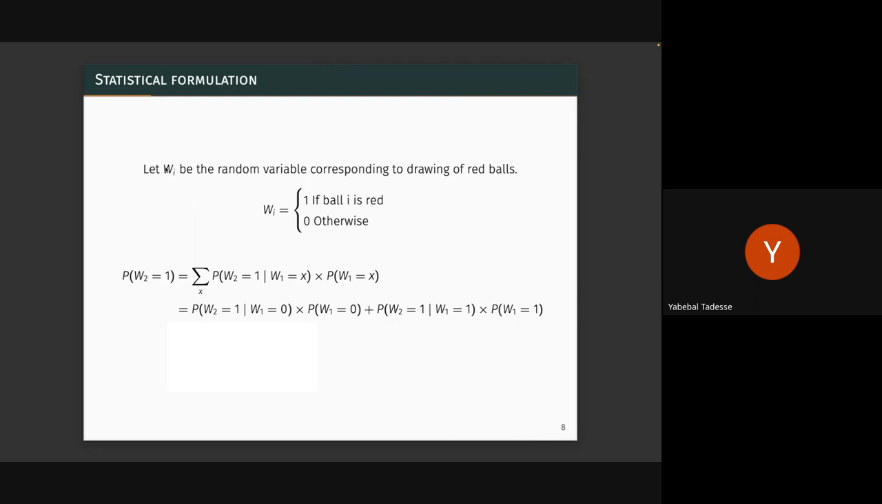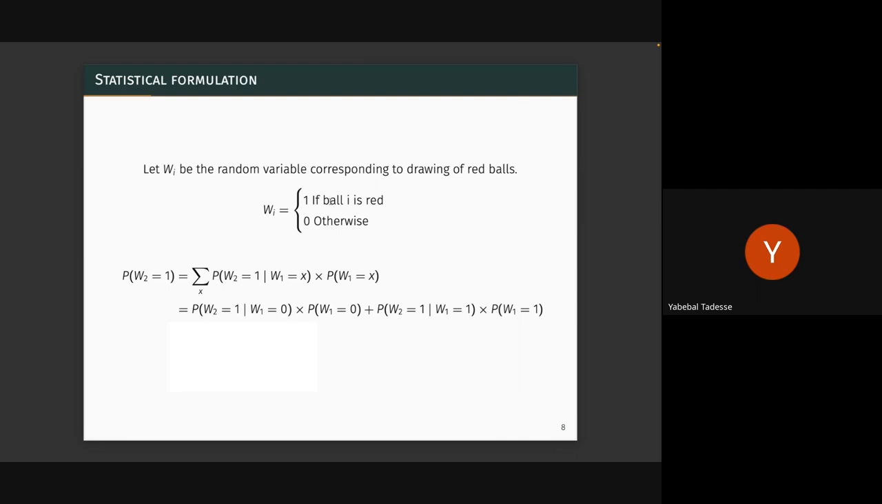In this case, we assume the random variable, let's call it Wi, is the random variable corresponding to drawing of red balls. It's not about the first or the second, that is the i, but just drawing of a red ball. I called it a random variable W because I know this changes in the sample space. As things change, this W changes. This is just a random variable. And of course, this Wi is a Bernoulli process, which is how most things are modeled.